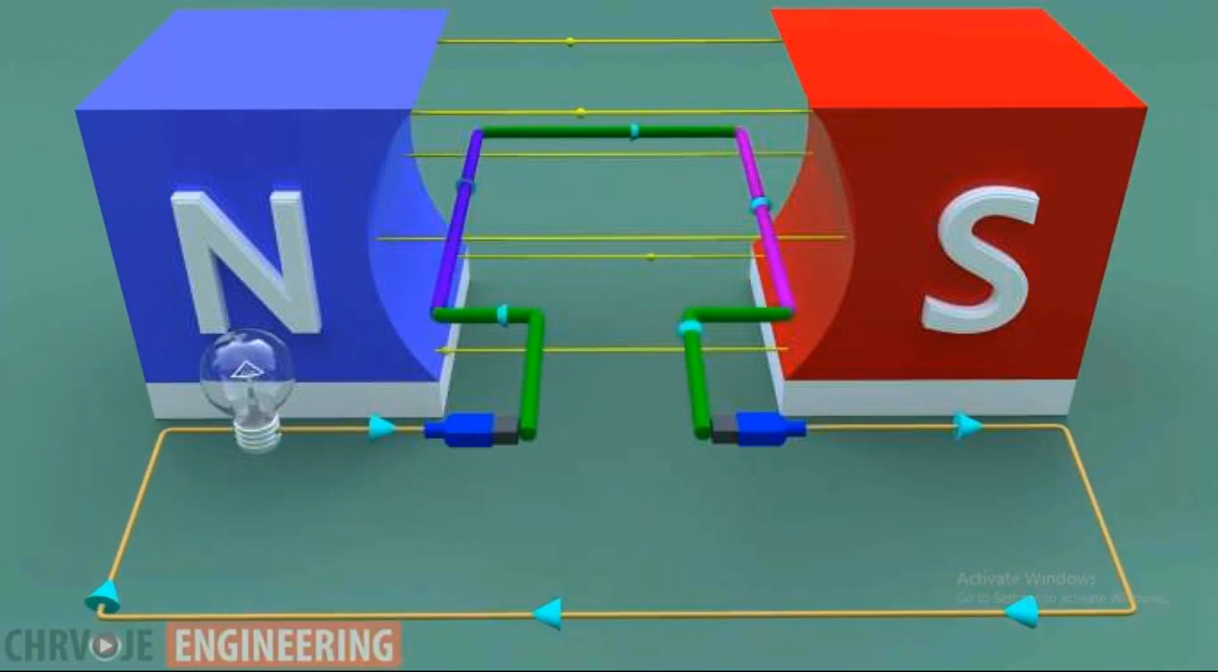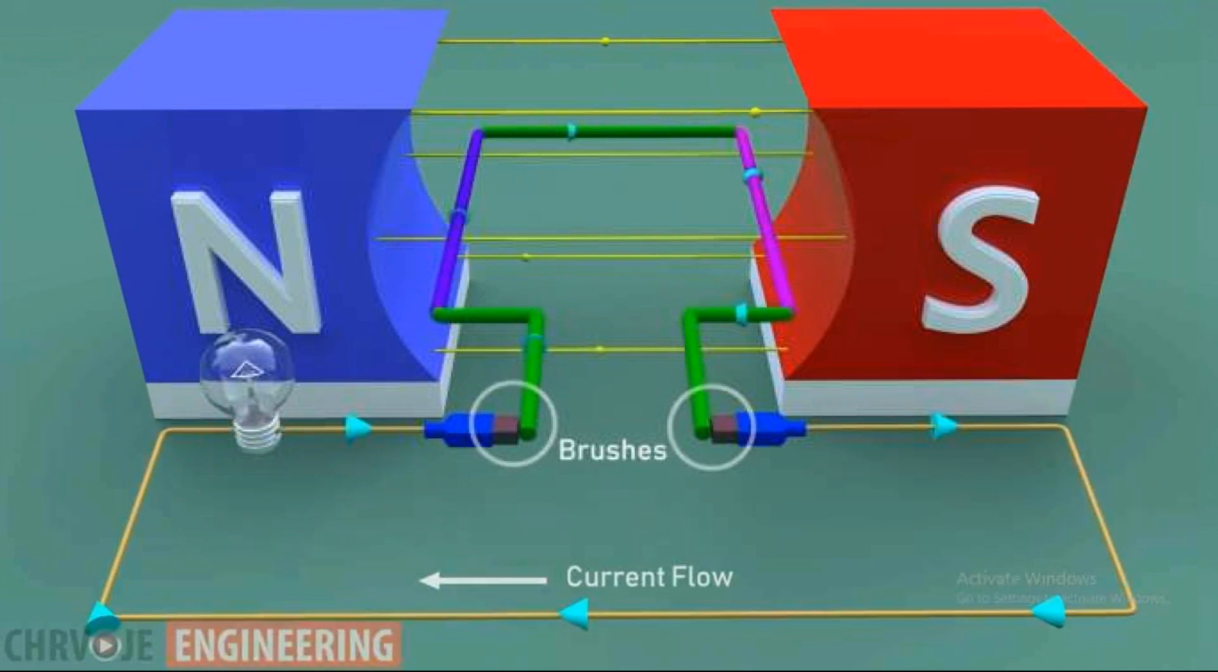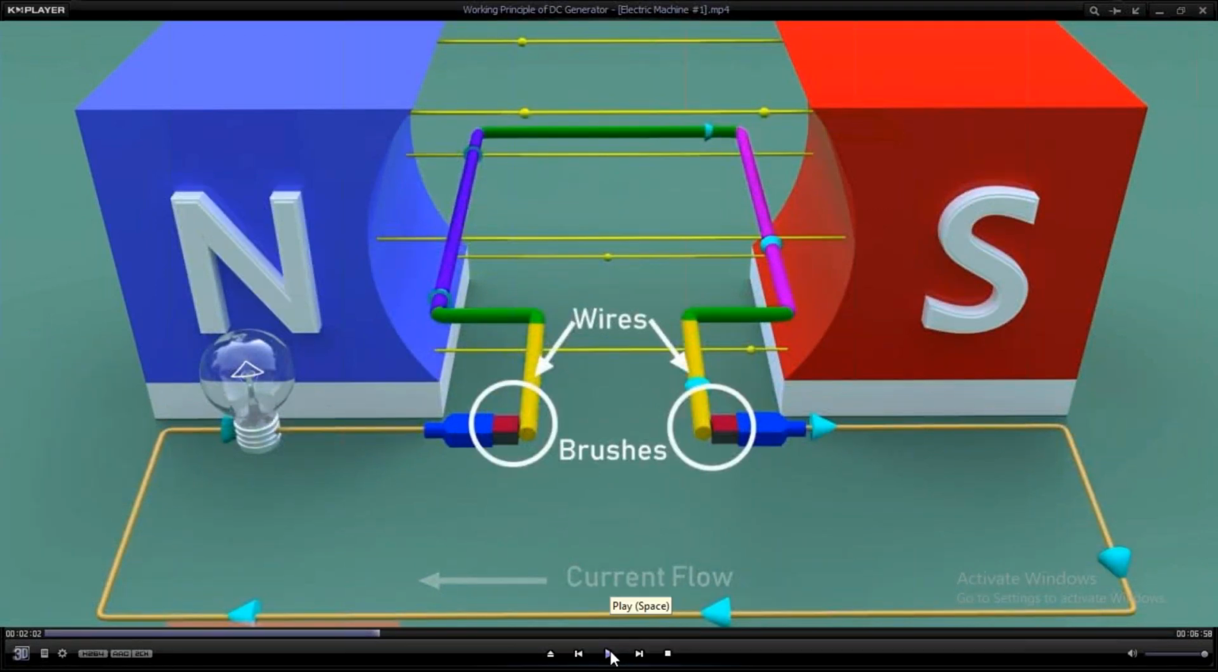Firstly, we don't want the current's direction to change. We want it to remain the same at all times. Let's say in this direction. So how do we do that? Now, to make sure that the current's direction remains the same, what we require is that these brushes constantly keep changing contacts.